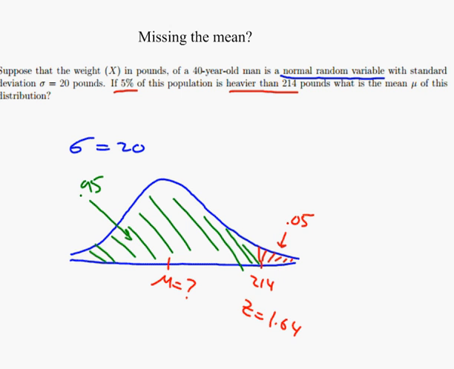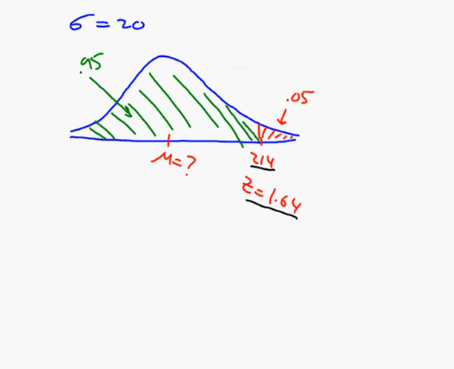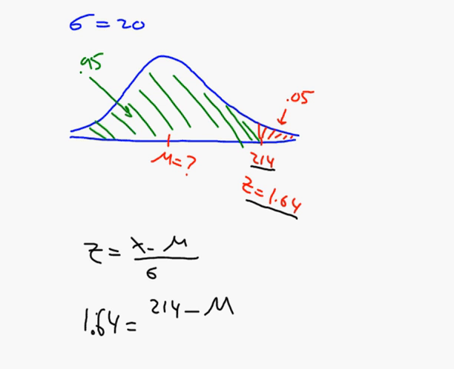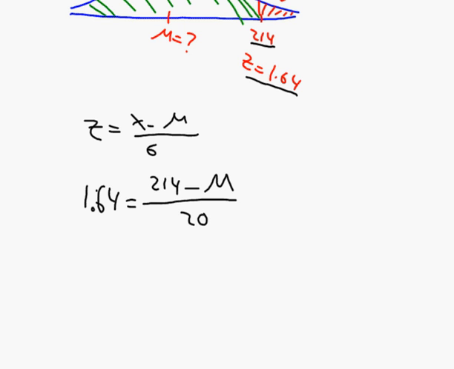Okay? So what we know is that the observation or the weight of 214 corresponds to that z-score. We can write out our z-score formula, which is z equals x minus mu over sigma, or in our case, 1.64 equals our observation of 214 minus the mean. Now, I shouldn't be surprised by the fact I don't know that. That's what the question was asking for, over the standard deviation of 20. And this is just an equation that we can solve. Okay? If you do solve it, you'll end up with an answer of mu equals 181.